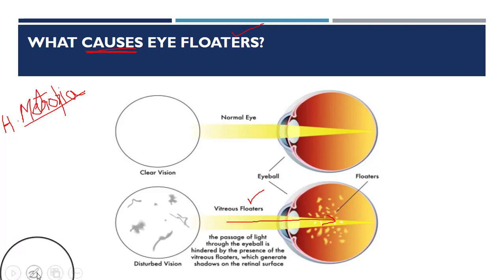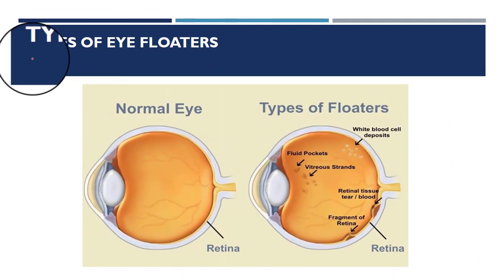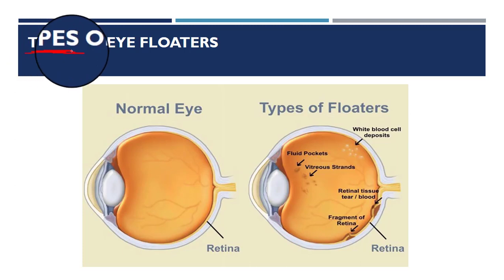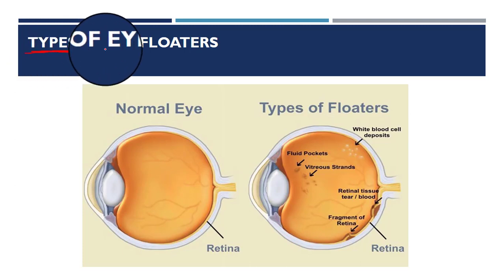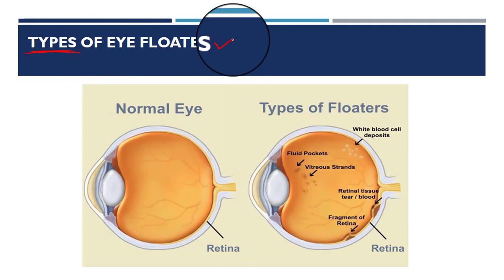Now next we'll talk about the various types. Here we'll talk about the broad classification of eye floaters, or muscae volitantes. So let's talk about the types of eye floaters now.